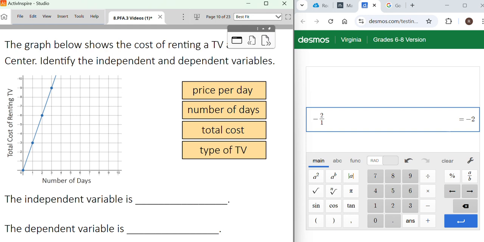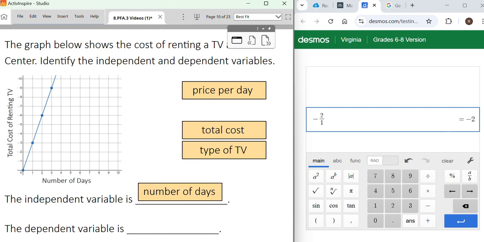Next, let's read this. The graph below shows the cost of renting a TV at a rent-a-center. Identify the independent and dependent variables. Just like the problem that we just did, our x value was independent and our y value was dependent. So the independent variable must be the number of days, and the y must be the total cost of renting a TV. Because the dependent variable is the y-axis and the independent variable is the x-axis.